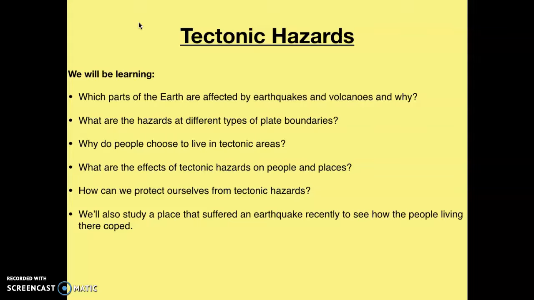Next we're going to be looking at why people choose to live in tectonic areas, what are the reasons for that. What are the effects of tectonic hazards on people and the places that they live is going to be the lesson after that. And then we're going to be examining how people who live in areas that have tectonic hazards can protect themselves from tectonic hazards like volcanoes and earthquakes. And we're also going to be looking at some places that have suffered earthquakes recently to see how people living there have coped. And the places we'll be looking at are Nepal and also Chile.